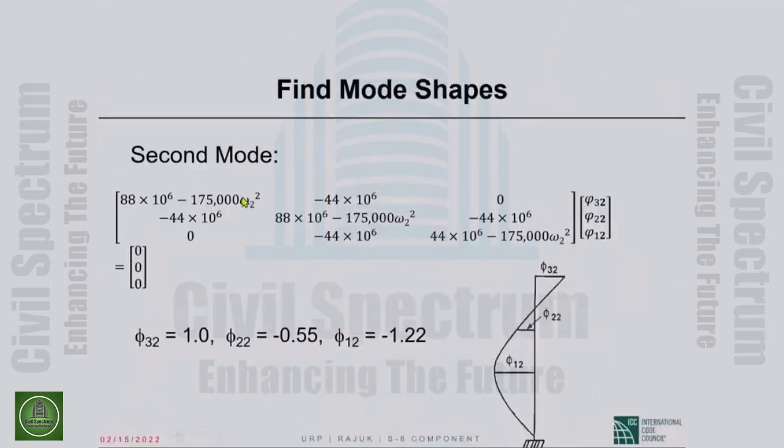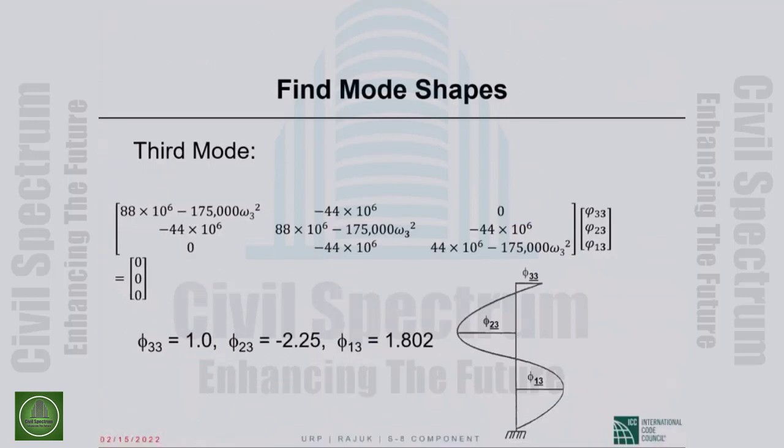If we write omega sub 2 for omega in the previous equation, now it will be the second mode shape, and the second mode shape comes out to the numbers that are shown, and it crosses the zero axis once, as we know. So phi 32 is 1, phi 22 is negative 0.555, phi 12 is negative 1.22. We always make the top value equal to 1, and then the others are relative values, because we are interested in the shape. The magnitude is in the multiplier, remember the x.